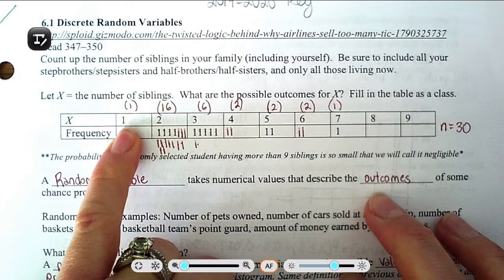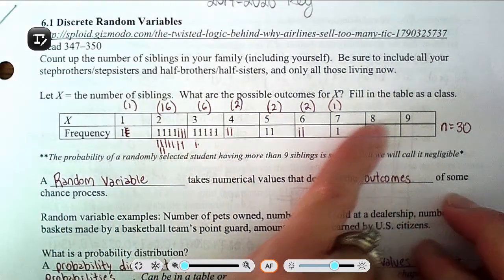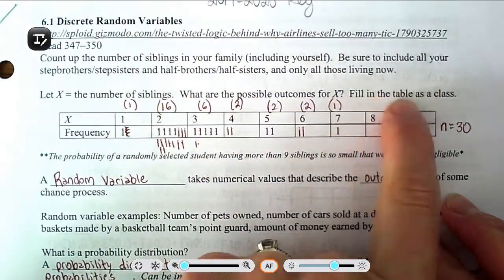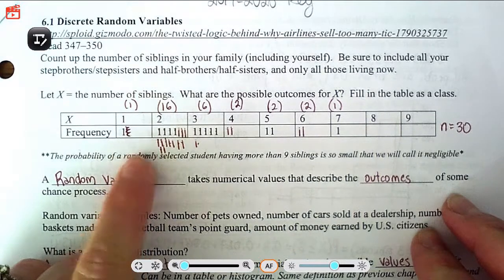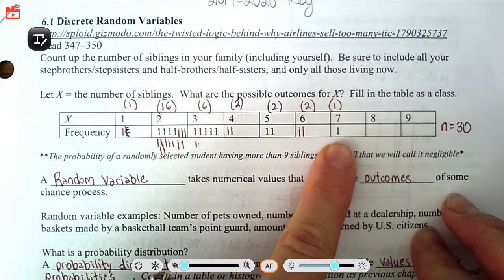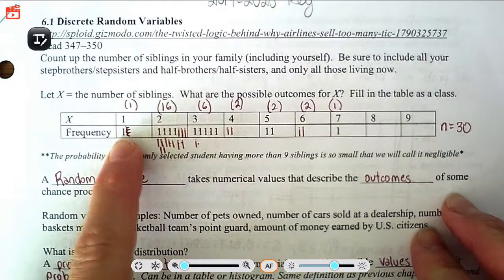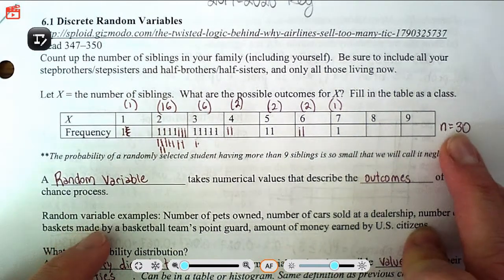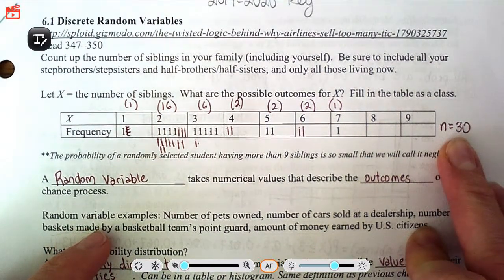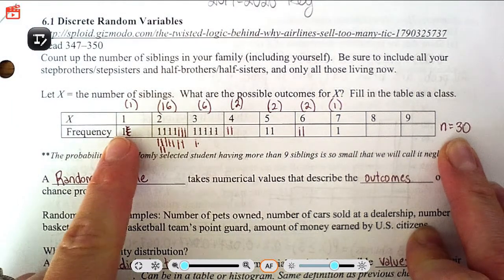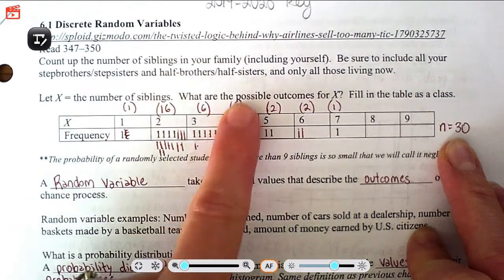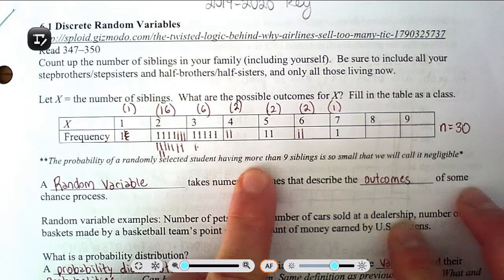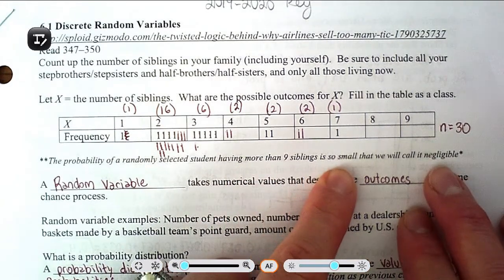So x can be something from 1, meaning that there's only one of you, all the way up to maybe 9 of you. What are the possible outcomes for x? We filled them in here, and fill in the table as a class. One year I had these siblings inked in, and then I added my 2019 students to it just to get a little bit more numbers. So I then had 30 students total, combining the 2 years. Here there's 1 student, here there's 16 students, there's 6 students, 2, 2, 2, and 1. The probability of a randomly selected student having more than 9 siblings is so small that we call it negligible.